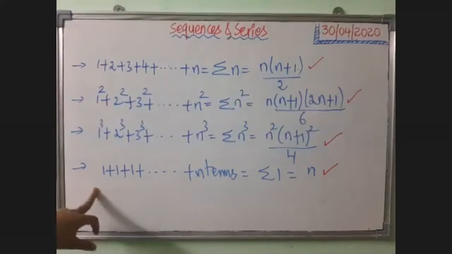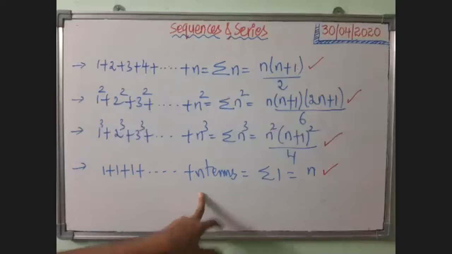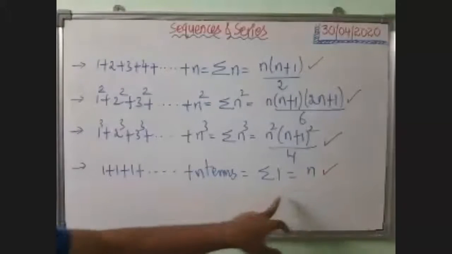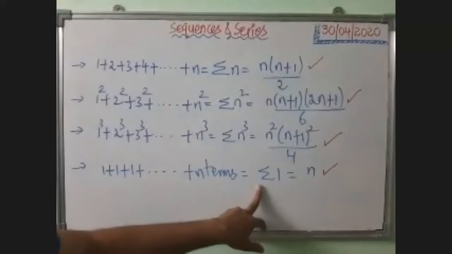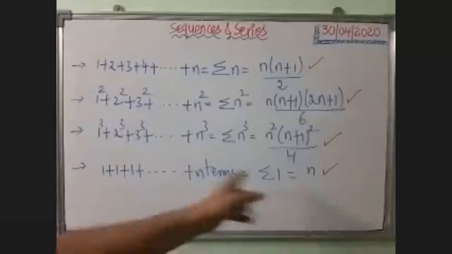And the last one, which is 1 plus 1 plus 1, if you go on adding n times, that becomes n itself, which we write in shortcut form as sigma 1. Sigma 1 is actually n, provided it is n times.